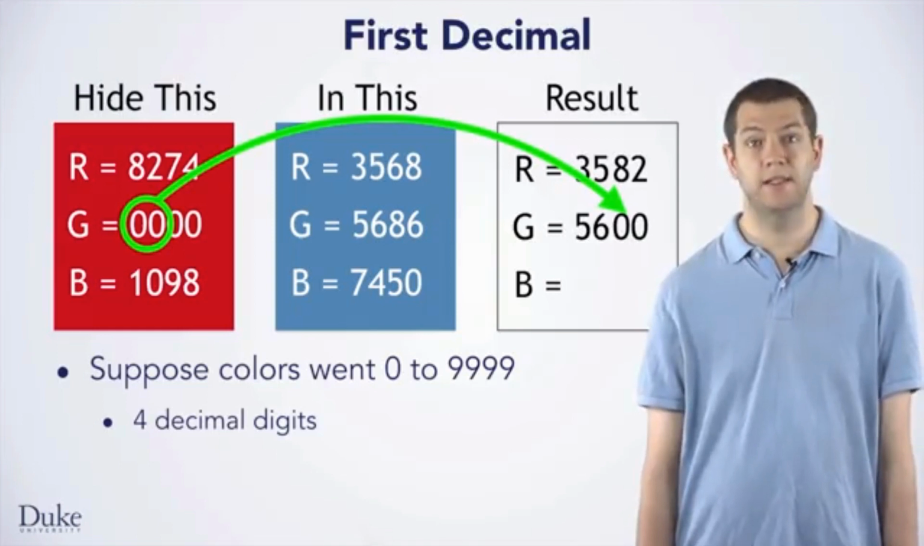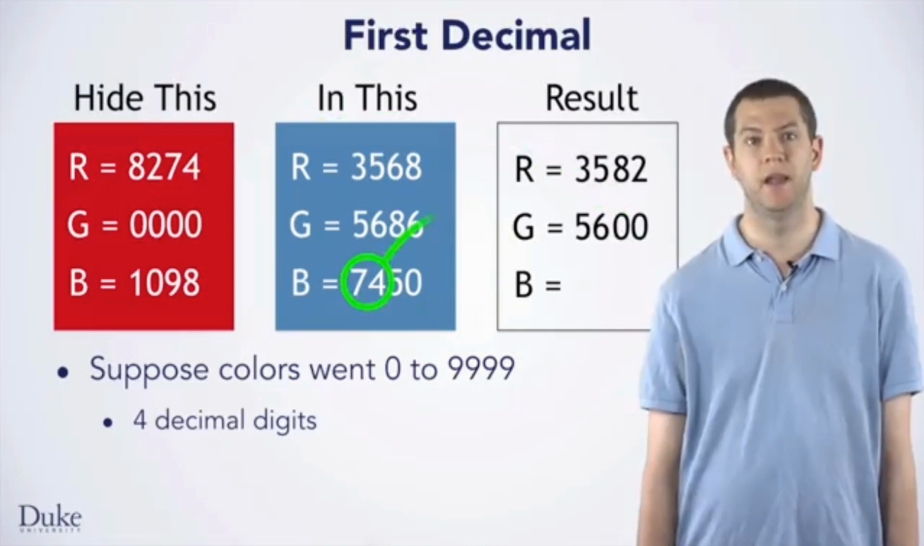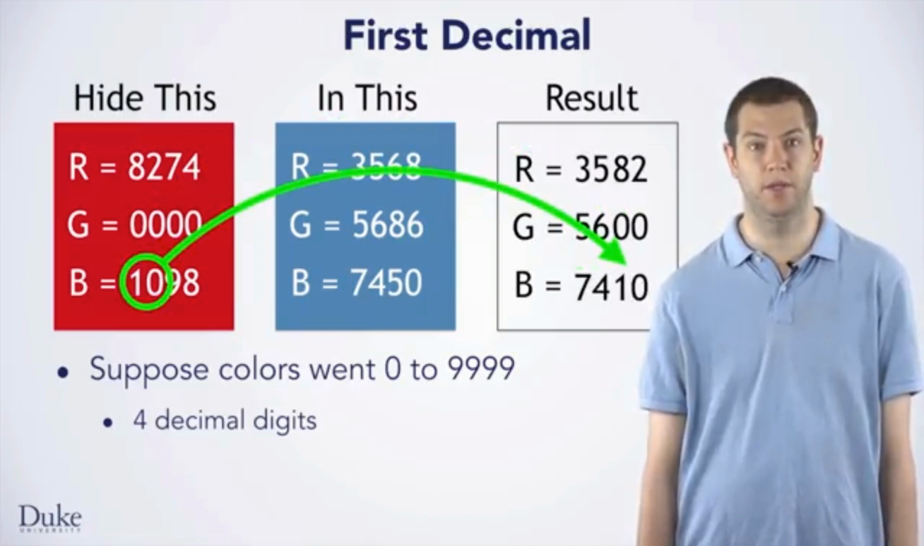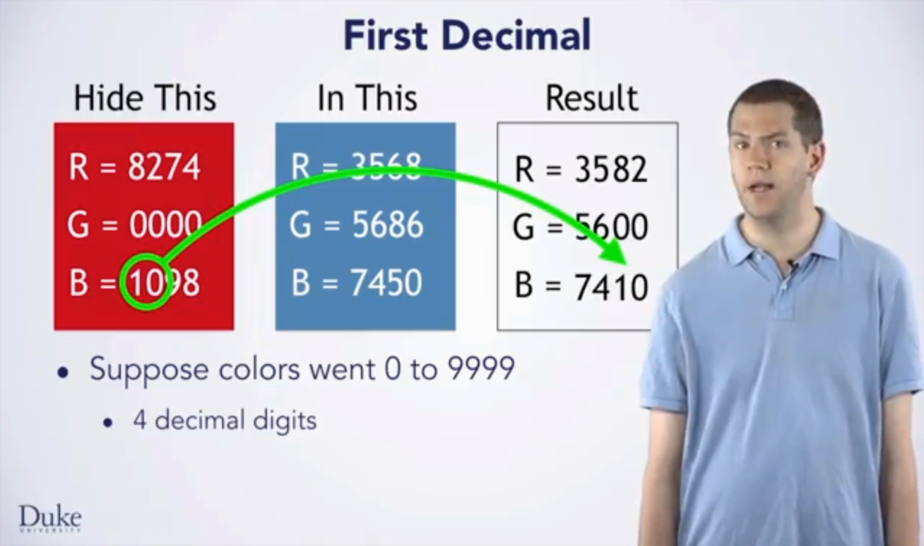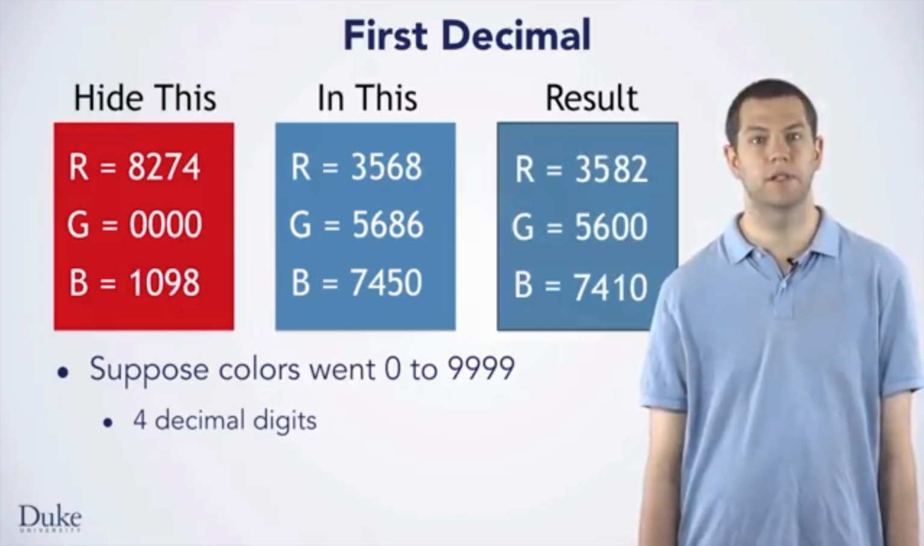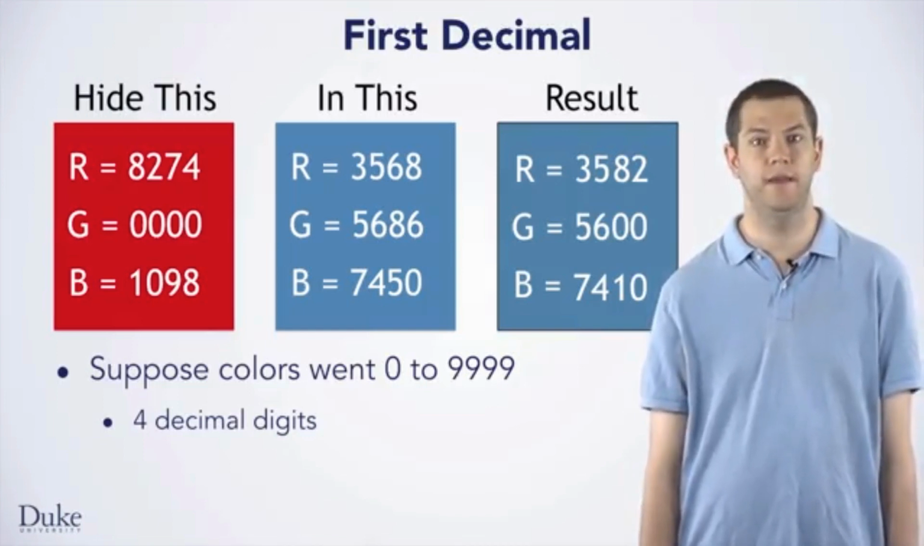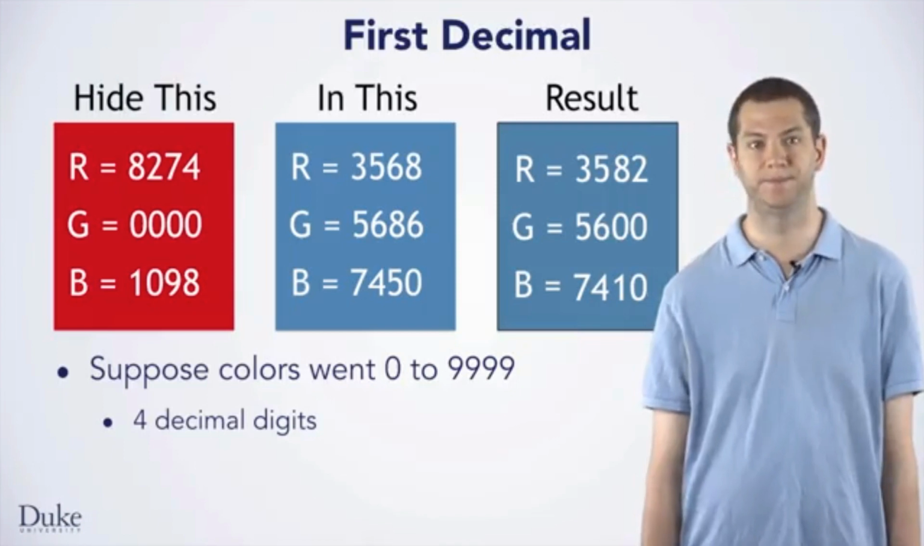Again, 5600 is pretty similar to 5686. Now you do the same thing for the blue component, combining the most significant digits from the 2 pixels' blue components. The resulting number, 7410, is again quite similar to the original 7450. If you look at the resulting color of this pixel, it's pretty hard to tell the difference between it and the original blue pixel. But as you'll see, we've hidden a red pixel inside it.